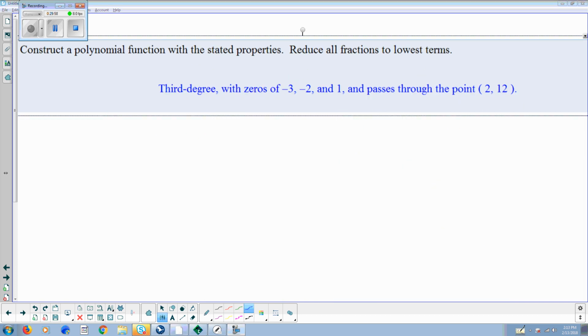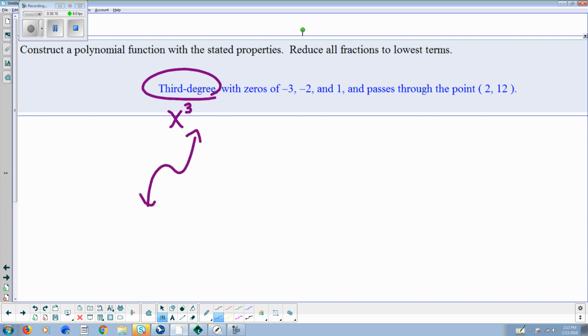This will be our last example. Again, we're constructing a polynomial function. This time we're constructing a function that is third degree. When it's third degree, that means x cubed. That means the general shape is this if the leading coefficient is positive, or this if the leading coefficient is negative. So that's the general shape. The zeros are negative 3, negative 2, and 1.